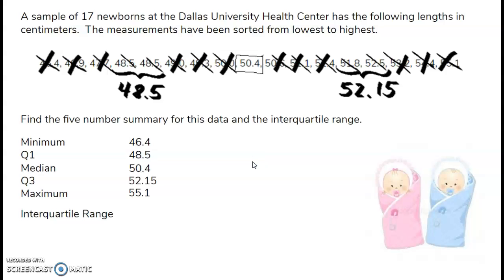To find the interquartile range, I'm just subtracting Q3 and Q1. So 52.15 minus 48.5, and you end up with 3.65. So they're not really that spread out. So the babies are pretty close together in different lengths. That's how you would do the 5 number summary for a sample.